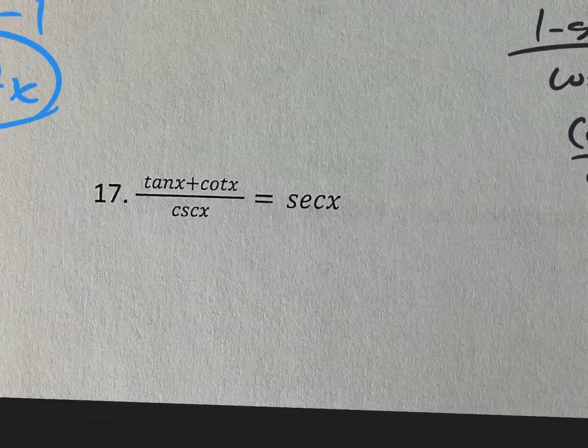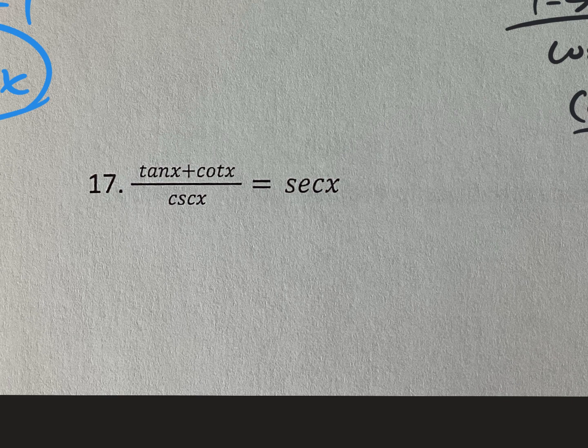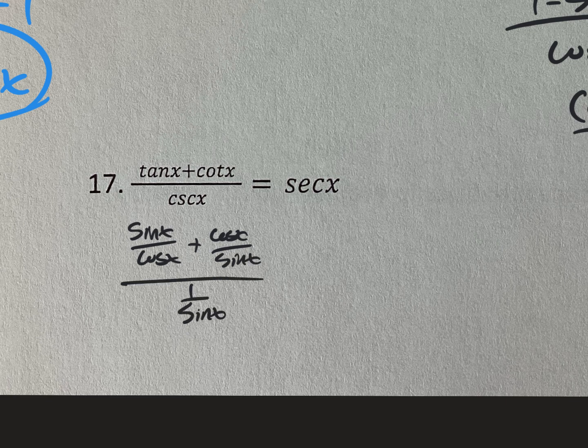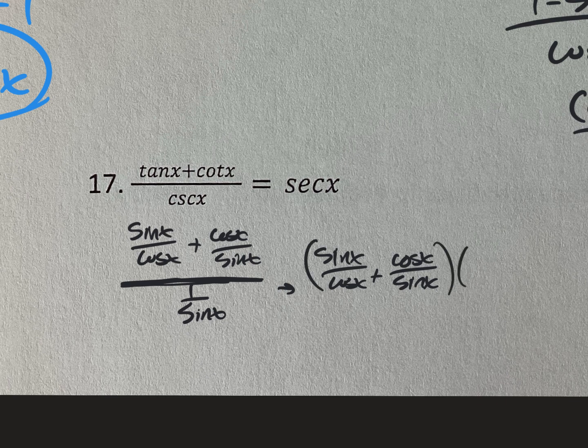And the last one, 17. A lot of stuff on this one is like, again, let's just change everything. Tangent is sine over cosine. Cotangent is cosine over sine. And cosecant is 1 over sine. Okay, that's a lot of stuff there. Fraction bar means divide. So I'm going to keep change flip. I'm going to keep the top here. I'm going to change this. I'm going to multiply by the reciprocal because I'm flipping. Keep change flip of the bottom, which is sine x.